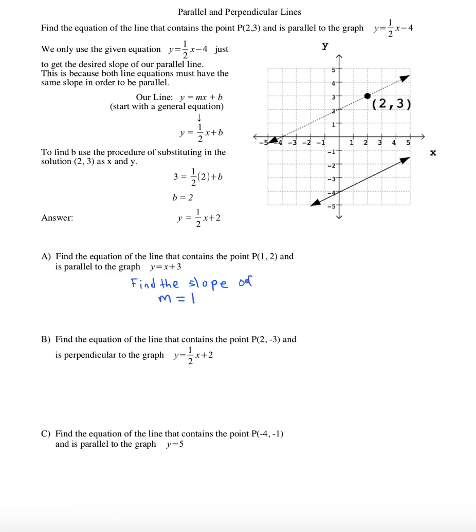So for the original line, m is 1. That means that our m needs to be 1 as well. So you do y equals mx plus b. Start with the general.